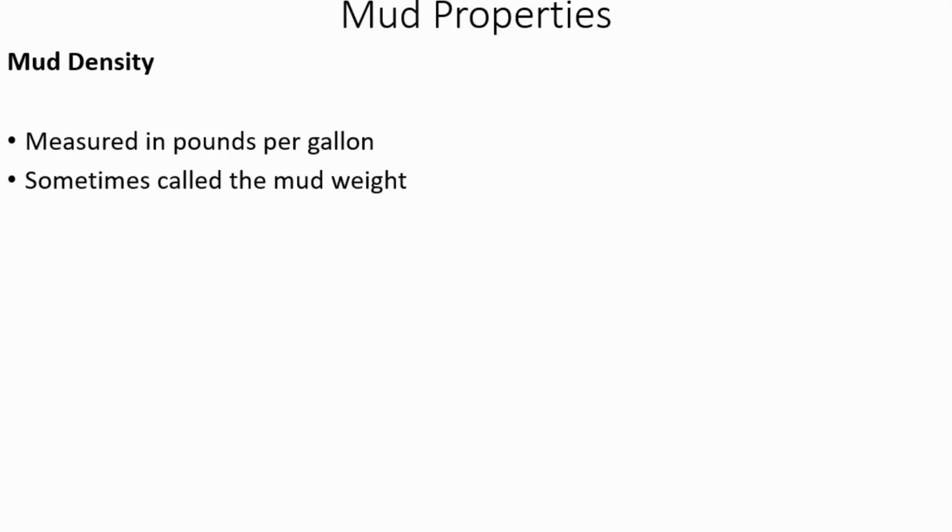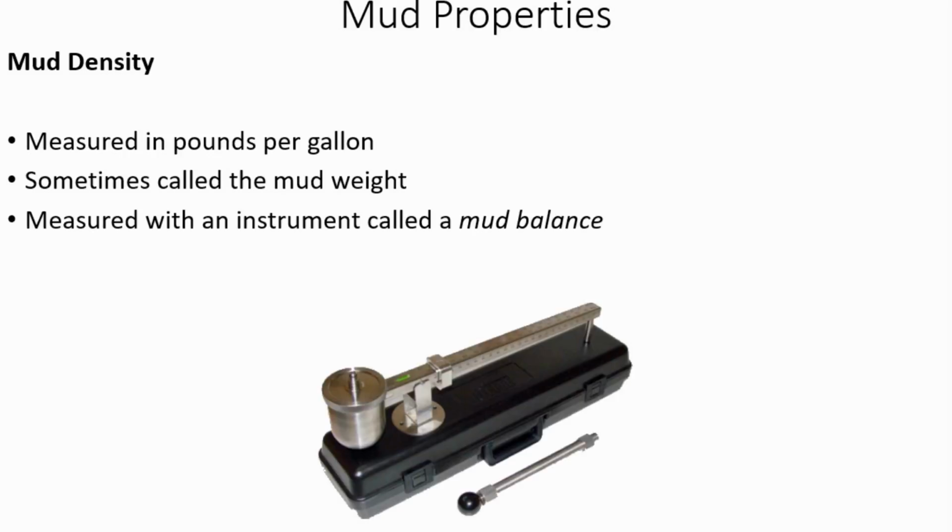Now I want to look at some of the properties of mud. The first one is mud density. It's measured in pounds per gallon. Sometimes it's called the mud weight, and it's measured with an instrument called a mud balance.